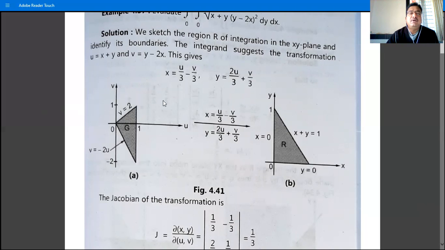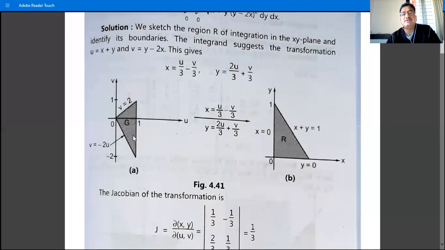To draw the graph of a straight line, obtain any 2 points on the line. If the constant term is 0, then the line passes through the origin. So this is the point. And this is the region G, denoted by G, bounded by these 3 lines. So this region converted to this region.